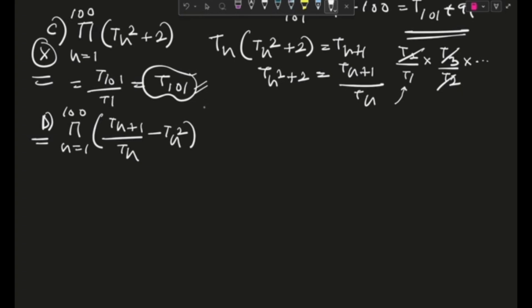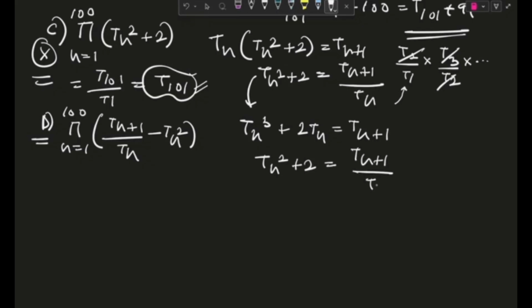So basically, I guess this is nothing very difficult. If we observe our base expression, which was tn cube plus 2tn equals to tn plus 1. And we had already found this out to be equal to tn square plus 2. I am just exactly copying the same thing. This is your tn plus 1 by tn.